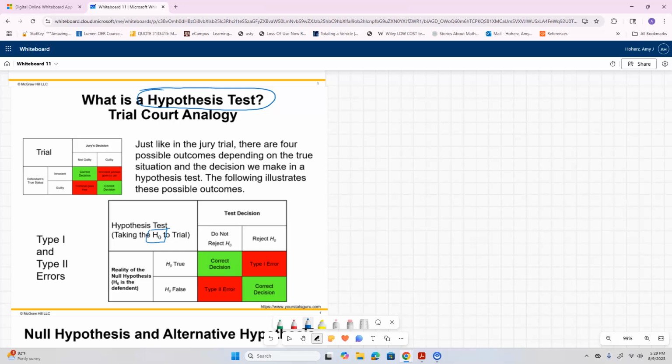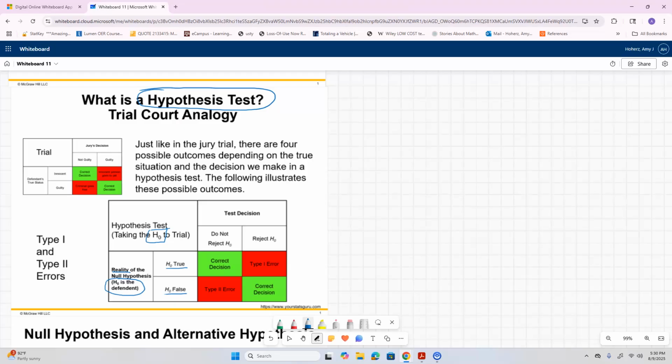Now, just like with a court trial, when you take that null hypothesis to trial, you run a hypothesis test on it, and there is a reality. The null hypothesis is either true or it's false. So our original starting hypothesis is actually really true or it's really false. There is a true answer to that. The problem is we don't always know whether it's true or false. So we're taking it to trial to see if we can come up with enough evidence to make a decision as to whether we think it's true or false. So the null hypothesis is our little defendant, okay?